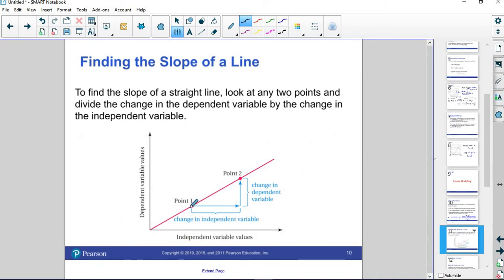Okay, so if you've got one point here and one point there, the change of independent variable is how far you go over to the right and the left. That's the change in x, sometimes called delta x. From bottom to top, that's the change in y, sometimes called delta y. There are all sorts of ways to represent it, but that's the basic idea.